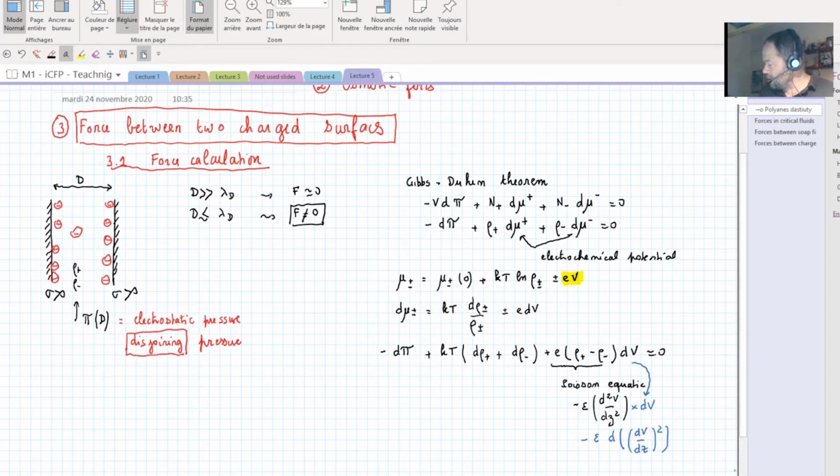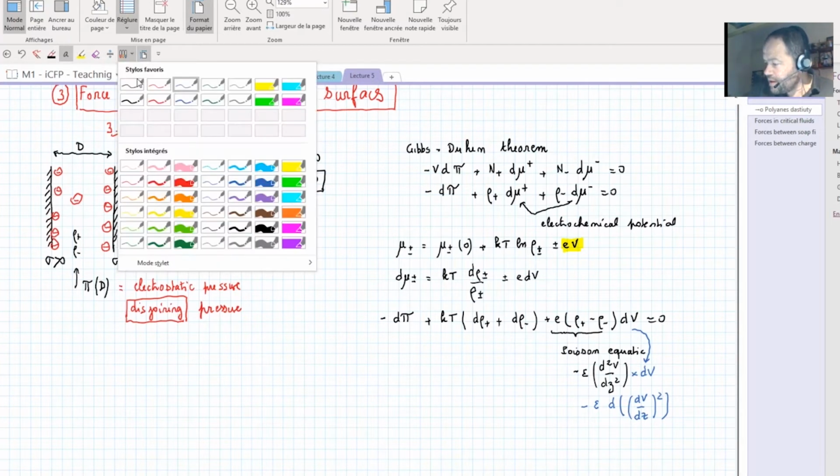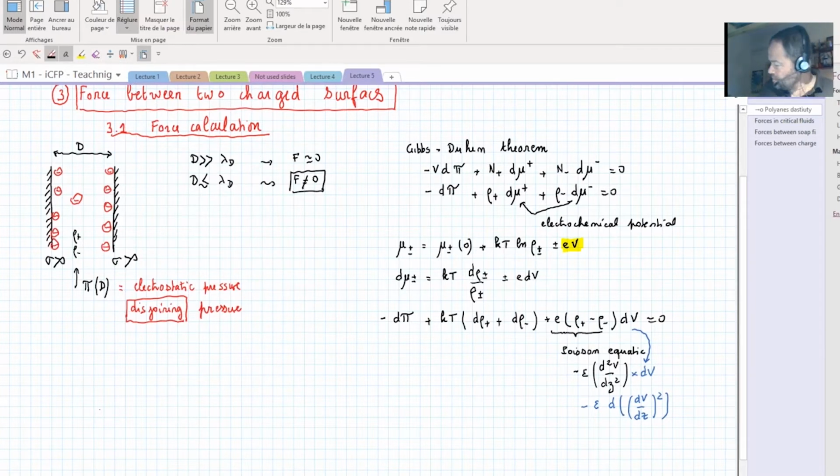So now we can integrate this equation, and if we put everything together, we will have minus P, so we can say that P is equal to kT times rho plus plus rho minus, and there is a constant which is minus 2 rho 0, which is the average density far from the two surfaces, minus epsilon over 2 dV over dz square. Okay, so here, this is only math.